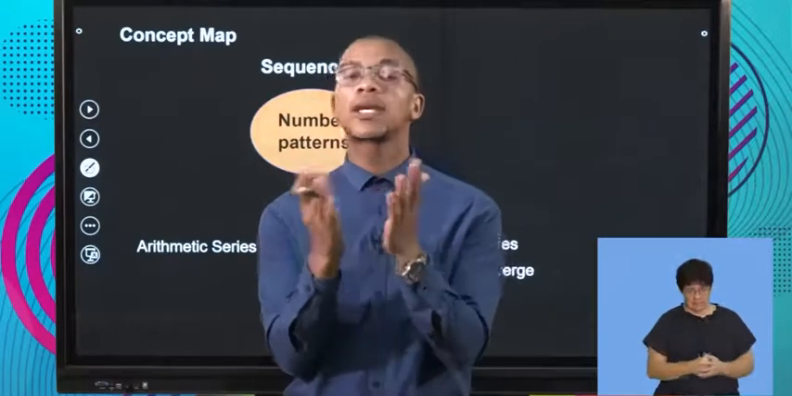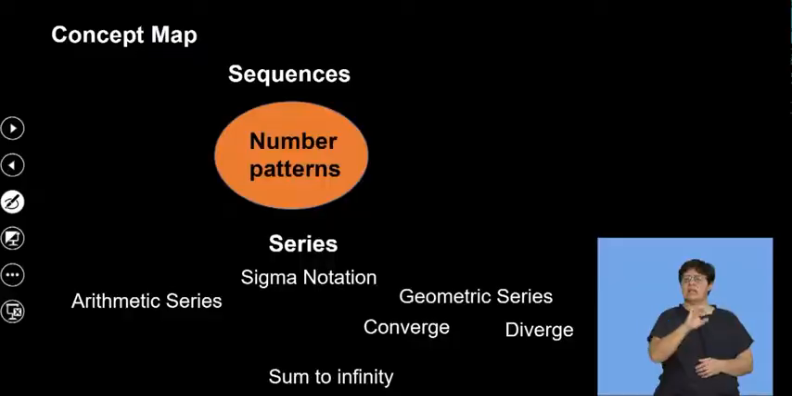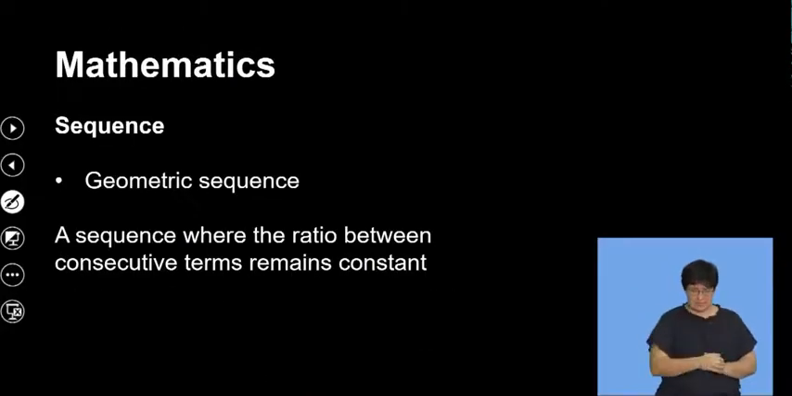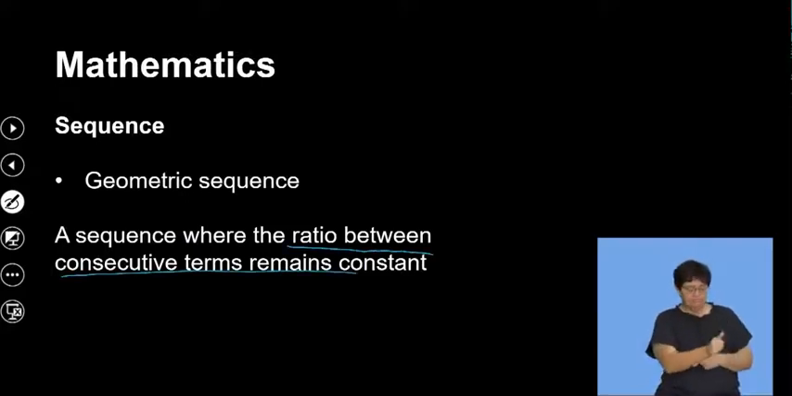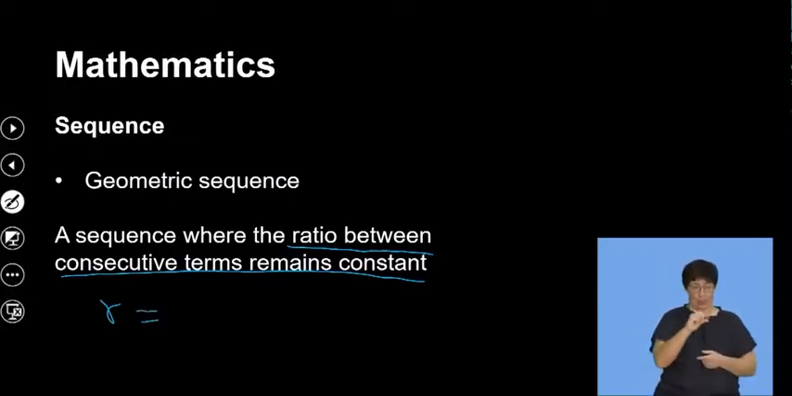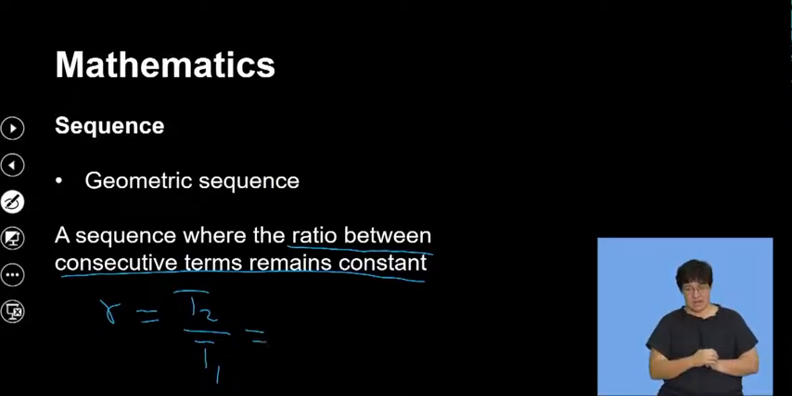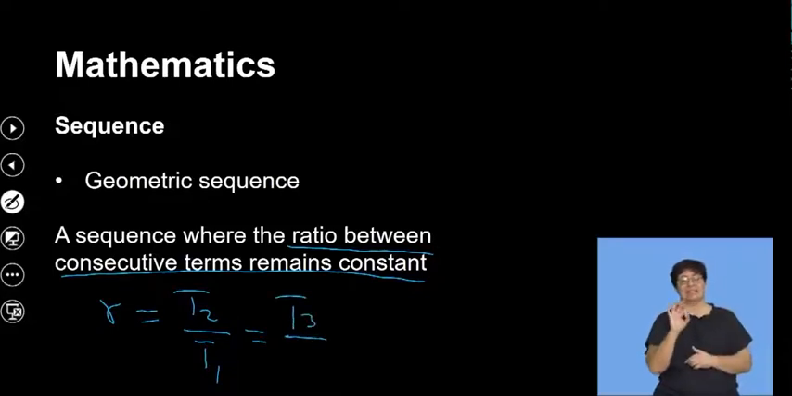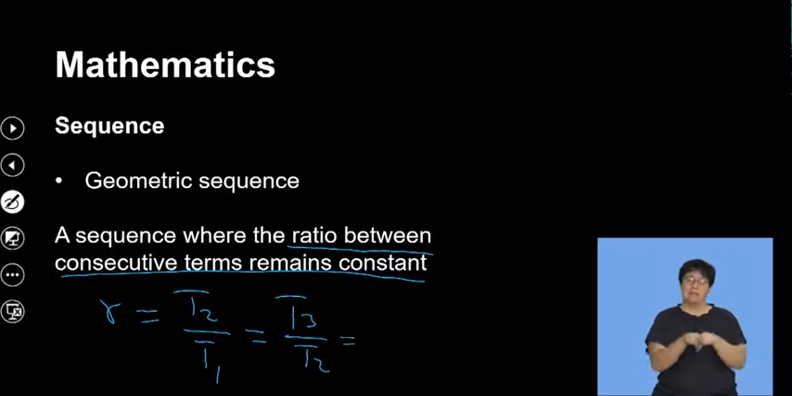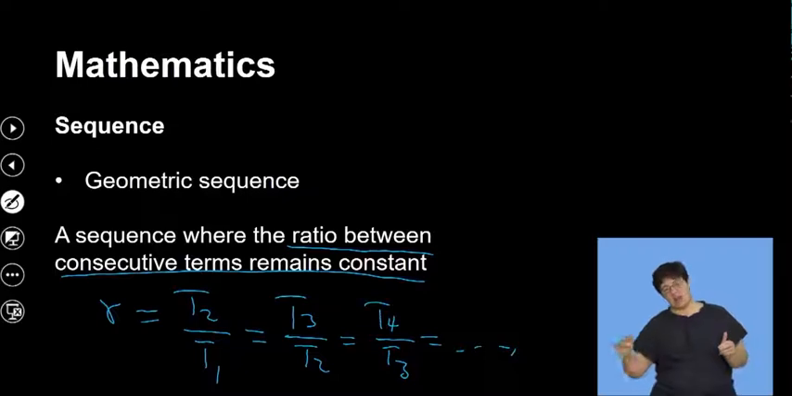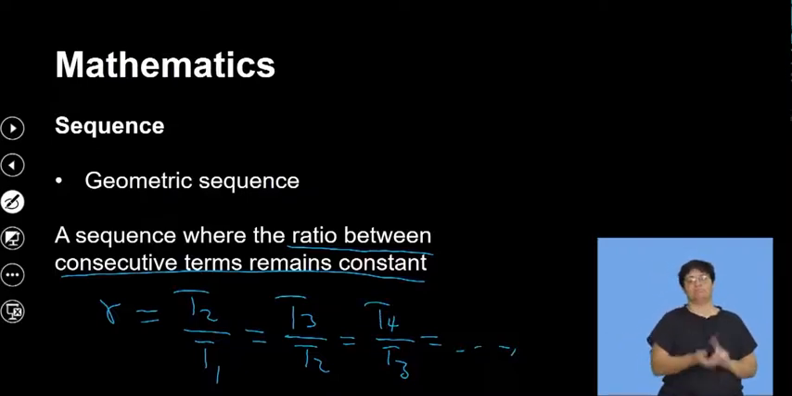So for now, let's look at what a geometric sequence is. With a geometric sequence, the ratio between consecutive terms remains constant. The ratio is normally given by a small letter r, which is the same as saying T2 divided by T1, which must be equal to T3 divided by T2, which must be equal to T4 divided by T3, continuously. As long as it's consecutive terms, you will get it correct.